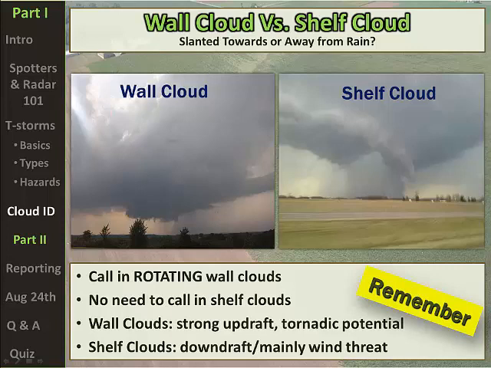But with wall clouds, we would like you to call in rotating wall clouds to us, just because those can lead to funnel clouds or tornadoes. So just remember that, summarizing things up: wall cloud, updraft, tornado potential; shelf cloud, downdraft, gusty wind potential.